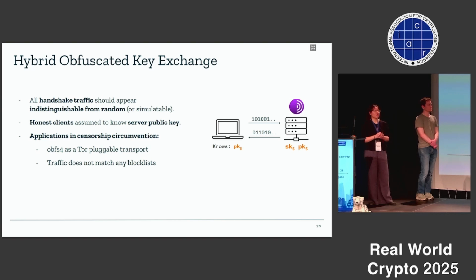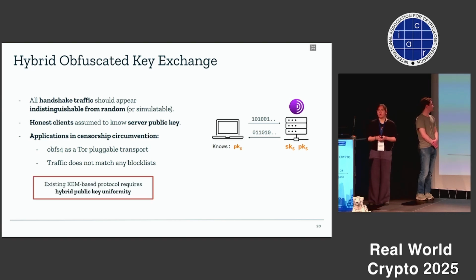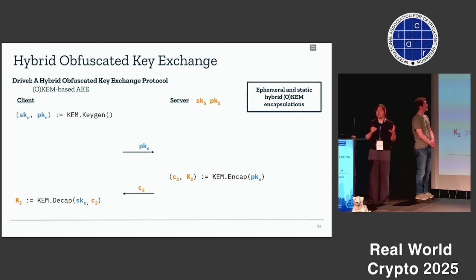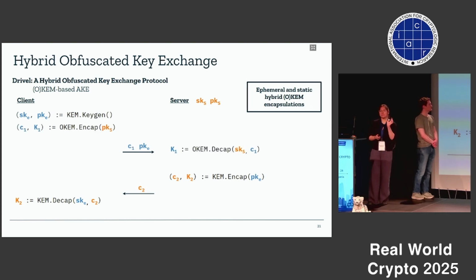block lists. So our previous chem-based protocol required hybrid public key uniformity if it were to be instantiated with a hybrid OChem. And we know that this is difficult to achieve. So what do? Well, we constructed a new protocol, which we call Drivel. The idea here is that the base of the protocol is an ephemeral chem encapsulation. So here, this is just a regular plain chem plus a static OChem encapsulation. So here, C1 in particular has ciphertext uniformity. And then the resulting shared secret is computed from these two input keys.